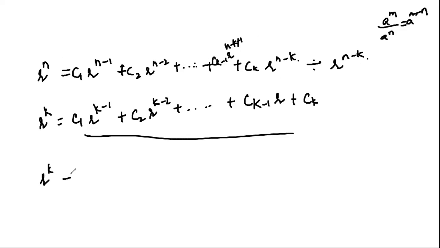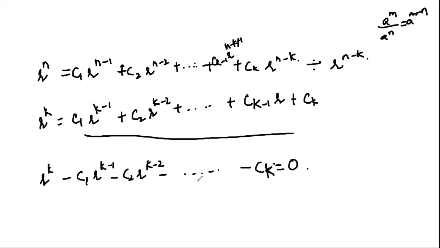So we will get r power k minus C1 r power k minus 1 minus C2 r power k minus 2. Actually here it will be minus, and then again all the terms will become negative since we are moving them to the other side, minus Ck, the constant Ck, is equal to 0. So the sequence an with an is equal to r power n is a solution if and only if r is a solution of this last equation.